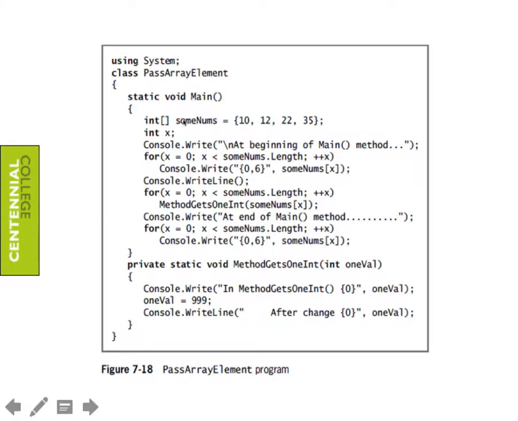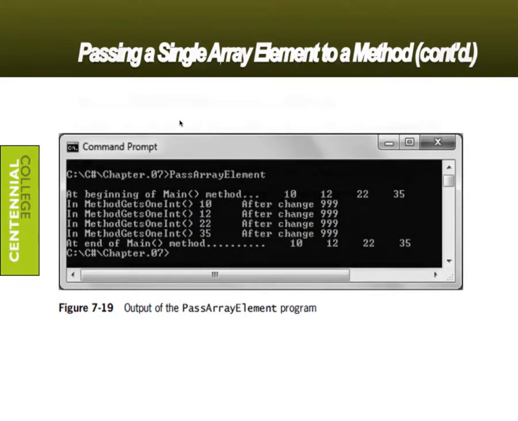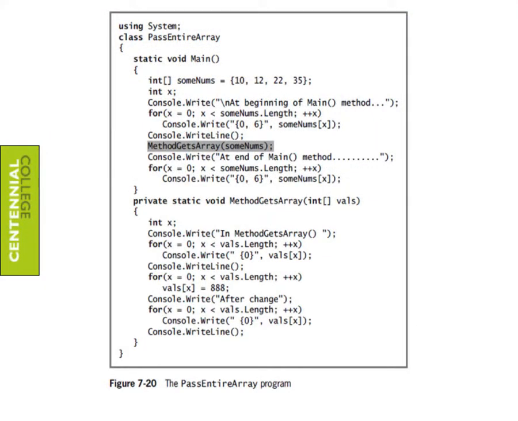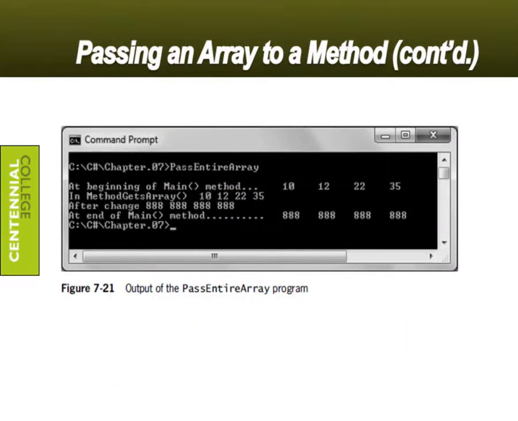So that's what it does. So here, when I'm sending it in, this is by value, but when I jump forward a little bit, when I send it in by reference, now my output's the same. Here's the 10, 12, 22, 35. Here's what happens when I put it in here. After the change, I change everything to 888, and when it comes back into the main method, it's also 888. It's a permanent change when I pass the whole array in, because I'm passing it by reference. It's a reference type.